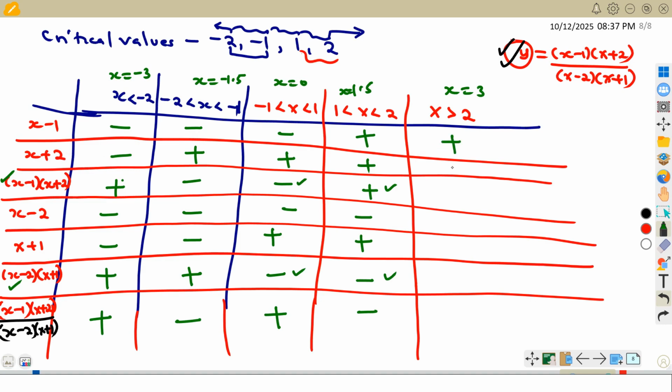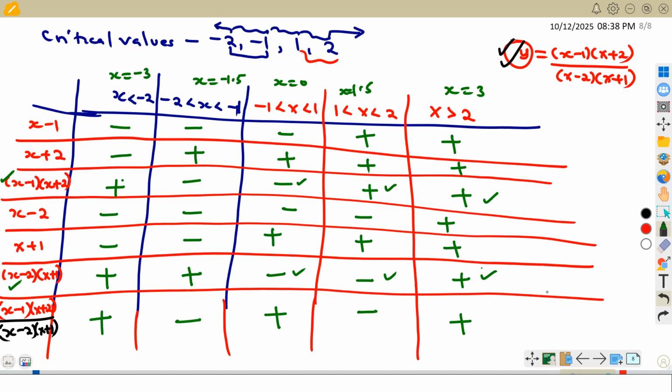Place 3 here, it will give us a positive still. The result of multiplying the two will be a positive. Then place 3 here, it will give us a positive. Place 3 in x plus 1, it will give us a 4, which is a positive. The result of multiplying this and this will be a positive. Now I need to divide this and this, which will be a positive. So that will be the nature of our curve in these given ranges.